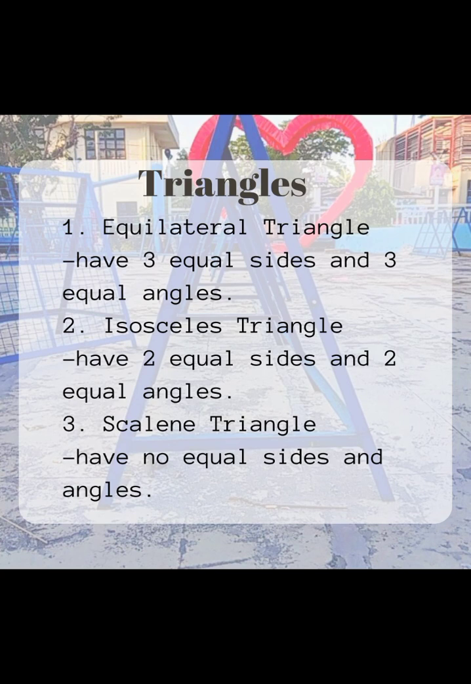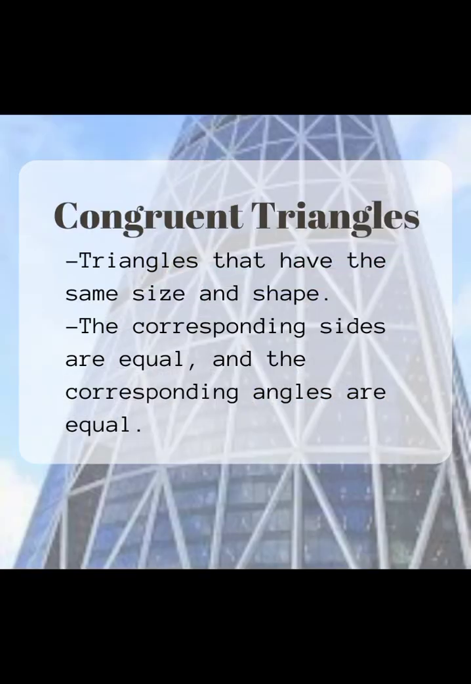The last one is the scalene triangle. Scalene means uneven or odd, so there's no equal side. In a scalene triangle, there are no equal sides and no equal angles. Let's now talk about congruent triangles. Congruent triangles are triangles that have the same size and shape. This means that the corresponding sides are equal and the corresponding angles are equal.